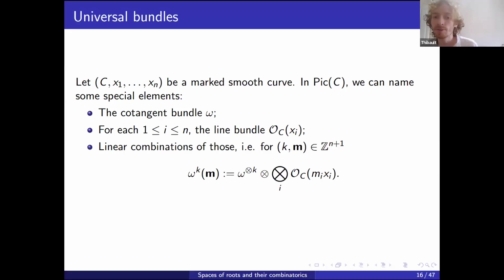So I pick integers k and m1 to mn, and I look at the line bundle omega to the power k tensor O of my linear combination of markings specified by m. So I'm going to use this notation a lot. I'm going to call these guys omega k of m, and this is a lattice of rank n plus 1 inside the global sections of the universal Picard group, right? Because they make sense on every curve.